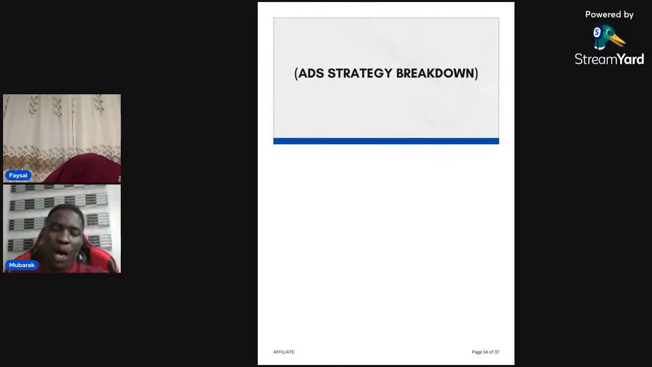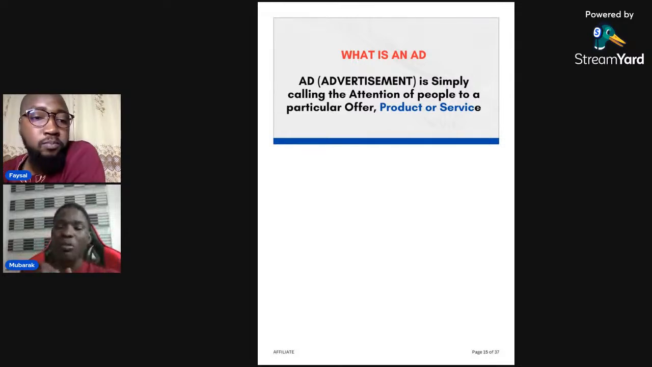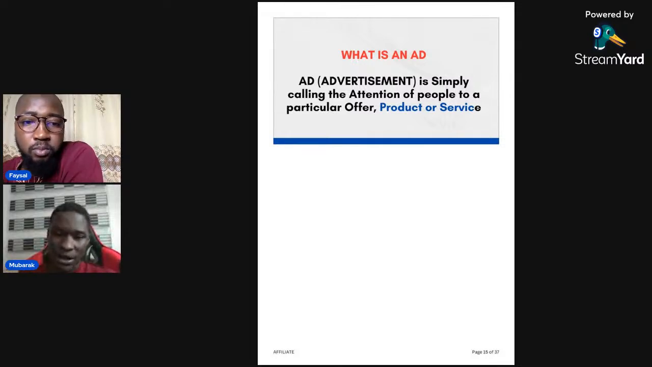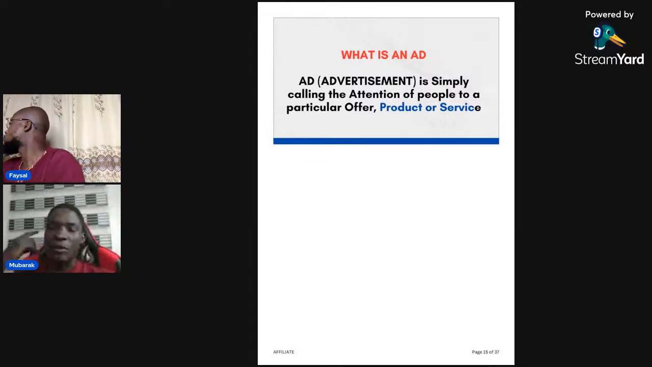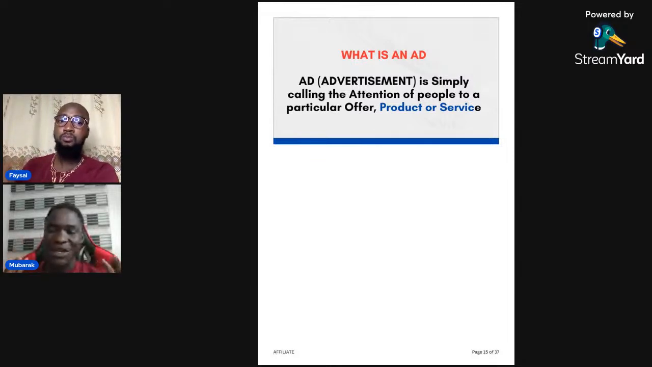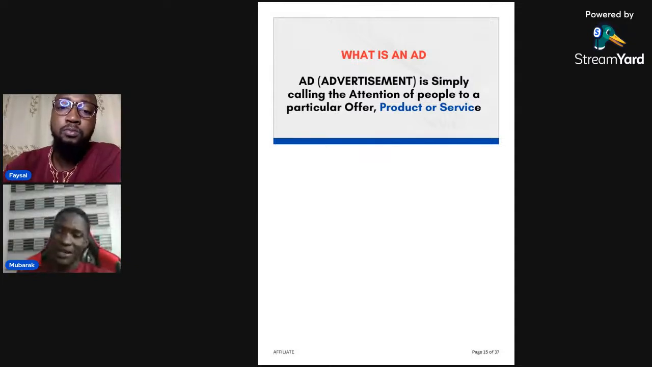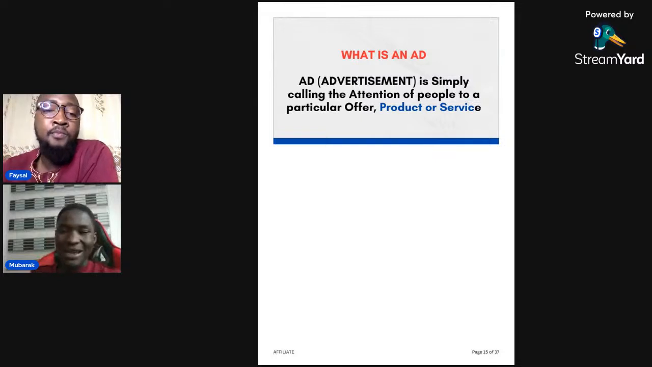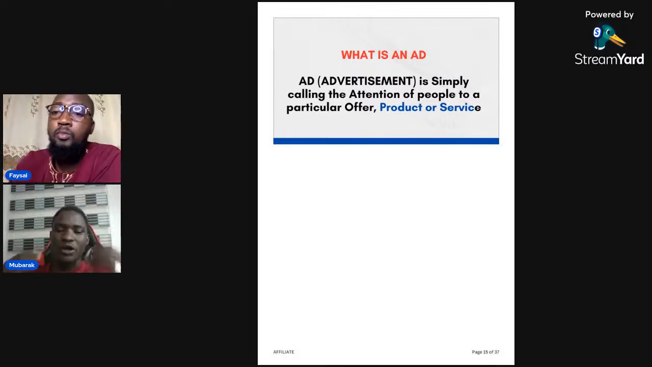So what is an ad? Let us start by explaining what an ad is. An ad is an investment. It is just an abbreviation of the word advertisement. An ad is an advertisement. It's simply calling the attention of people to a particular offer, product, or service. It's just like people hawking in a market, saying come and buy this thing, come and buy this thing. It is just like hawking. It's about calling people's attention to show them your offer, product, or the service that you're selling. I hope you get this point.